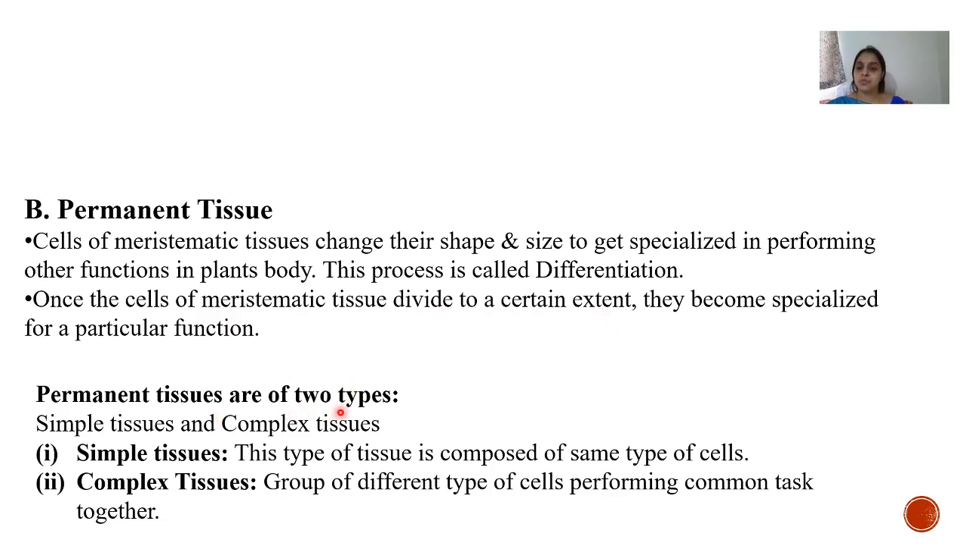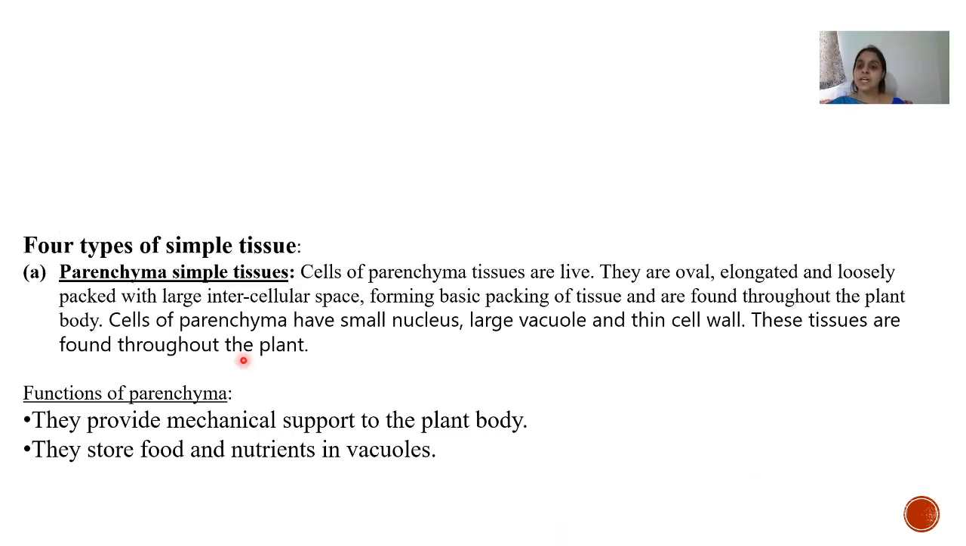Permanent tissues are of two types: simple and complex. What do I mean by simple tissue? This type of tissue is composed of the same type of cells, whereas complex tissue is a group of different types of cells performing some common task together. So the functions will be similar, but it's a group of different types of cells. Coming to the four types of simple tissue, as you have seen in the flow chart.